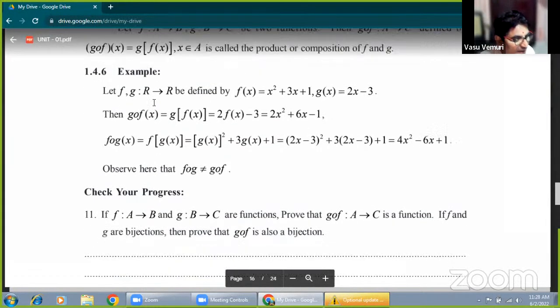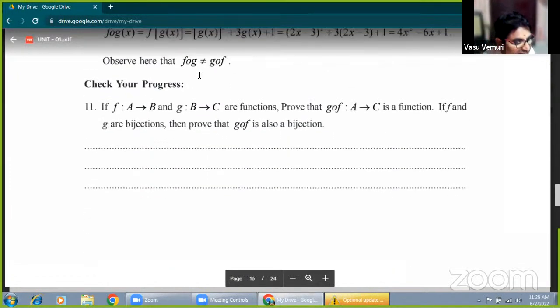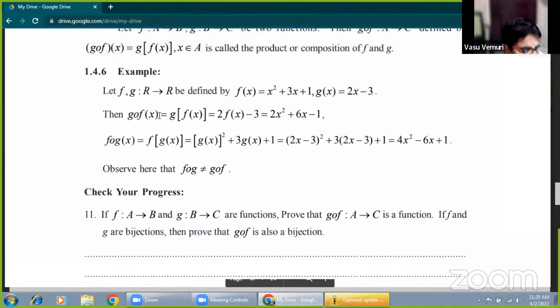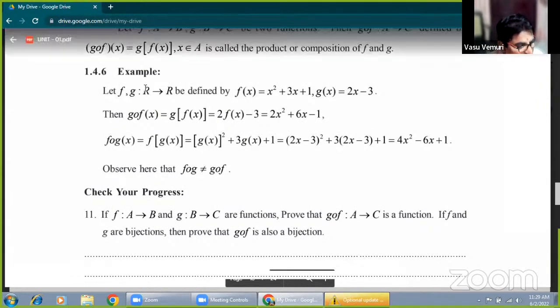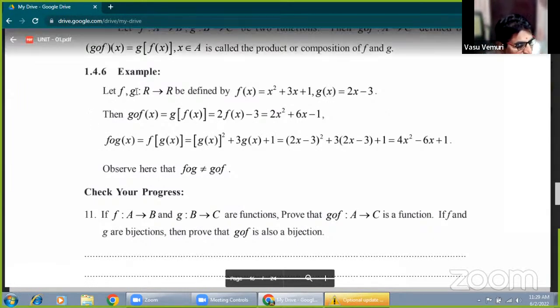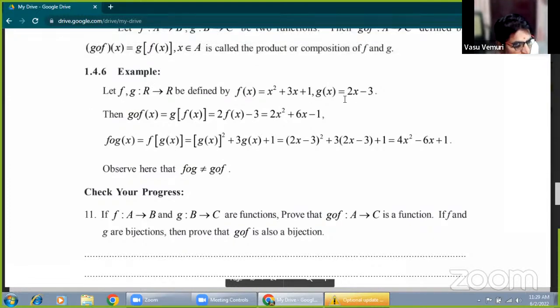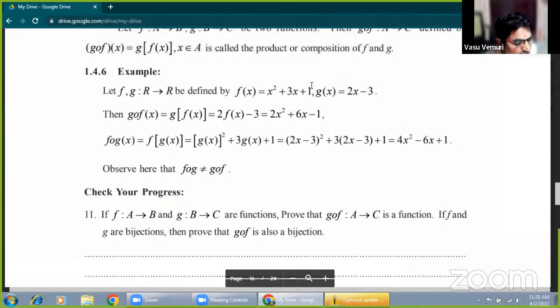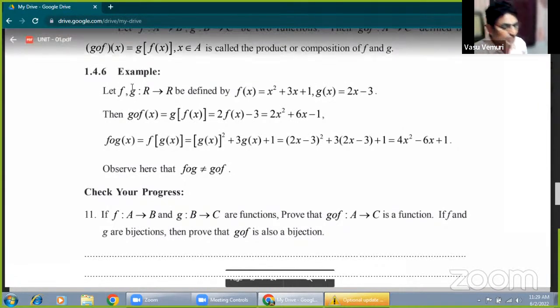There are two compositions of mappings. Suppose here is one example, which must be referred to in the final examination. You have also practiced this well in lower classes. Let f and g be any two functional relations defined from R to R. Here f of x equals x square, which is a second degree polynomial, and g of x is a first degree polynomial. The functional relations are f of x equals x square plus 3x plus 1 and g of x equals 2x minus 3. But how to find g circle f of x?